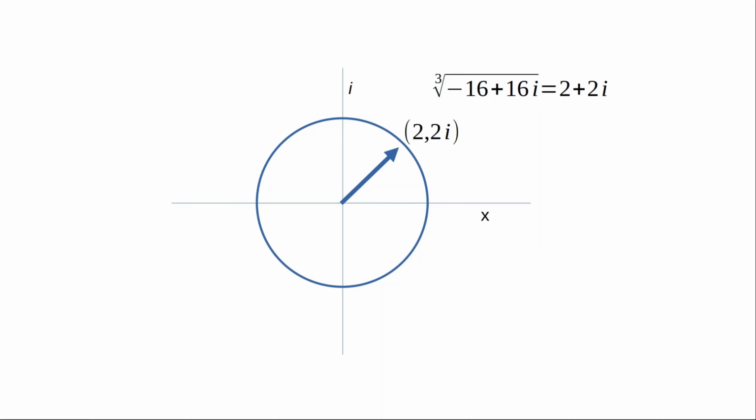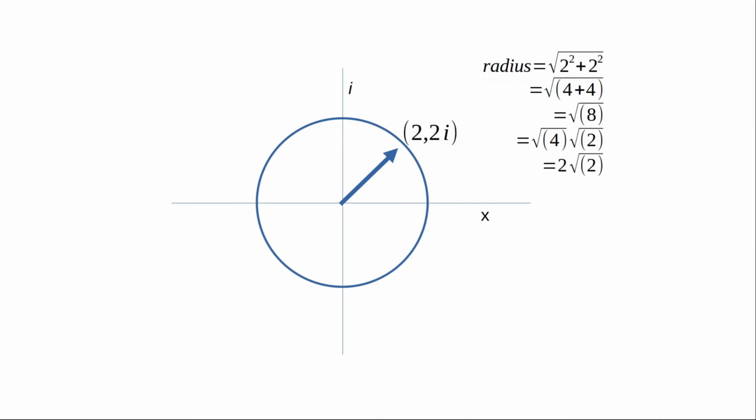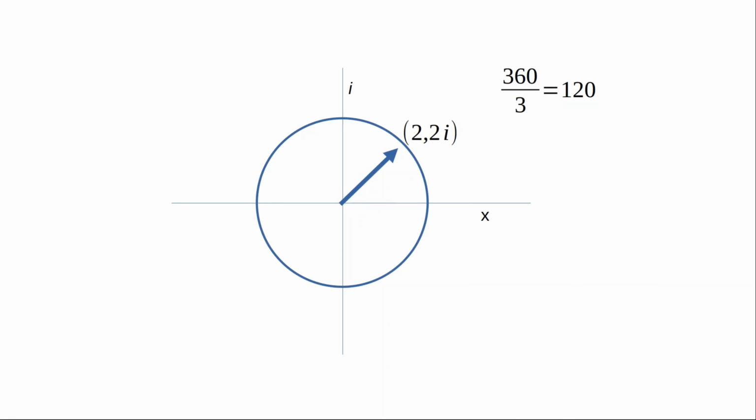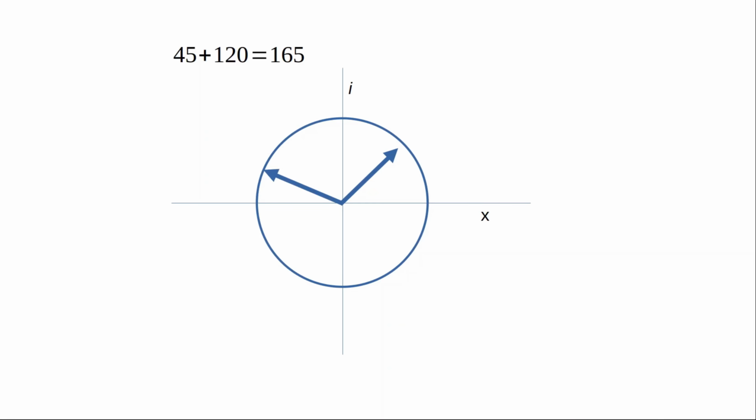So we use that information to calculate the radius of the circle. In other words, we square the real part and we square the imaginary part's coefficient. We add those together and we take the square root, and that would end up being 2 radical 2. And we recognize that the angle here, which is the arcsine of 2 divided by 2, is 45 degrees. So once again, we take our 120 degrees and we add it to 45. And that gets us 165 degrees.